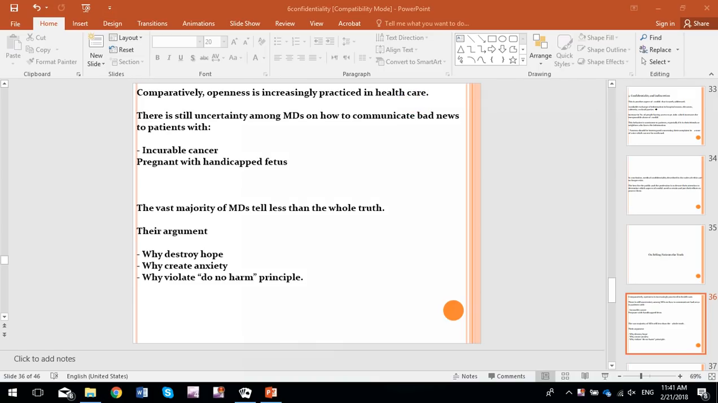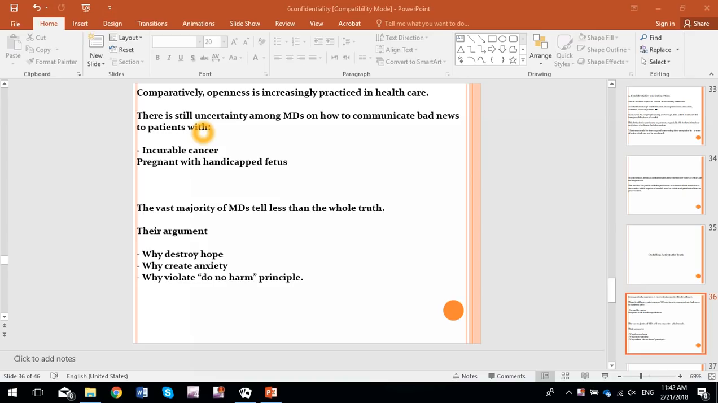There is still uncertainty among the MDs on how to communicate bad news to patients. When the news is normal or ordinary, there is no problem. But the problem arises when there is bad news and the physician has to communicate it to the patients. For example, incurable cancer. You discover a patient with incurable cancer or a terminally ill patient. Can you tell him that you have a few weeks to live?